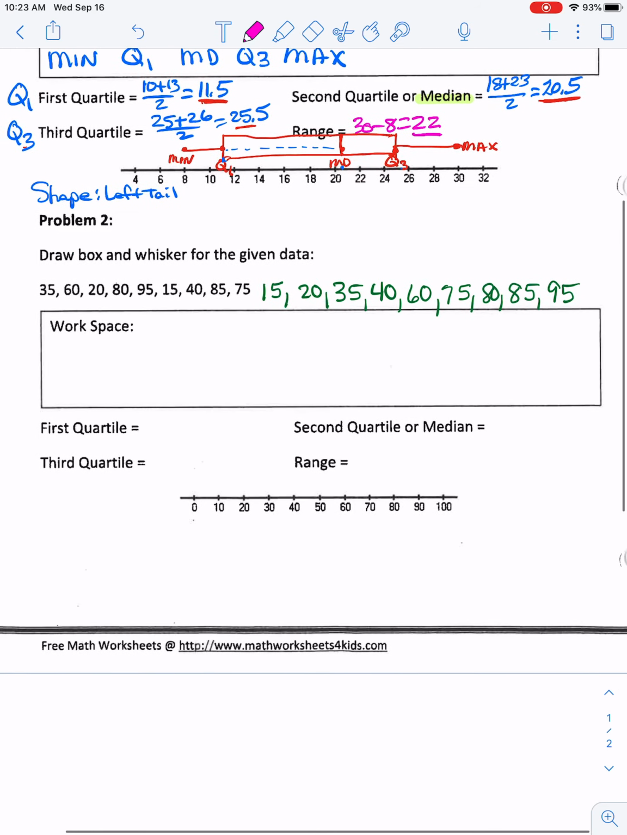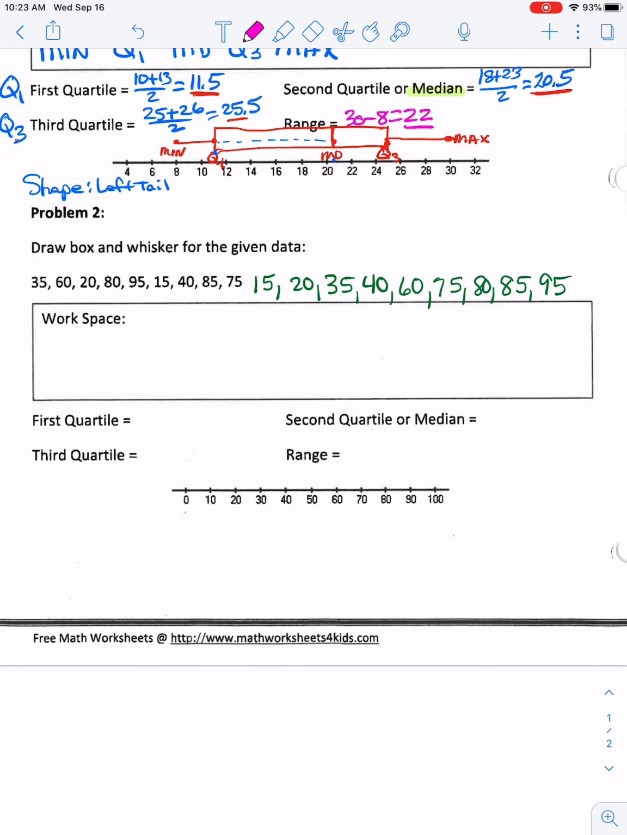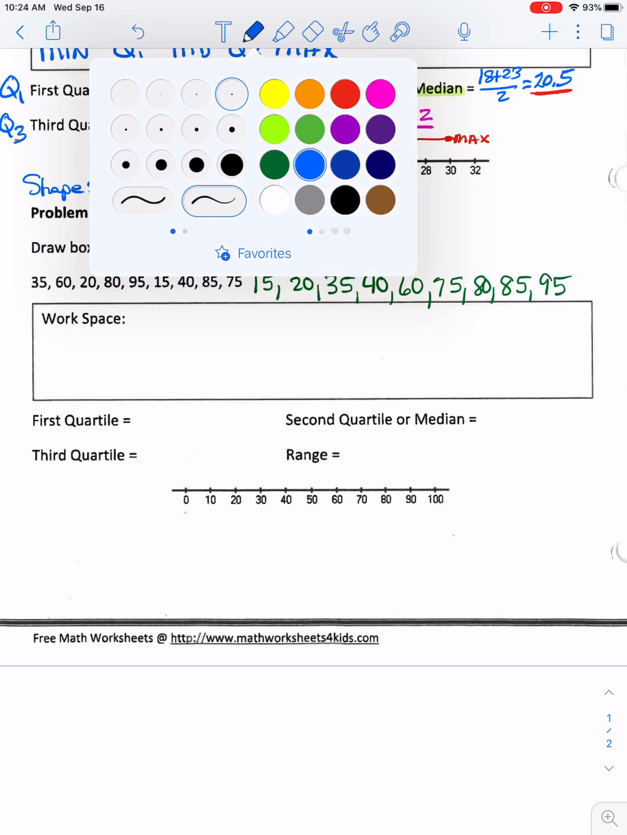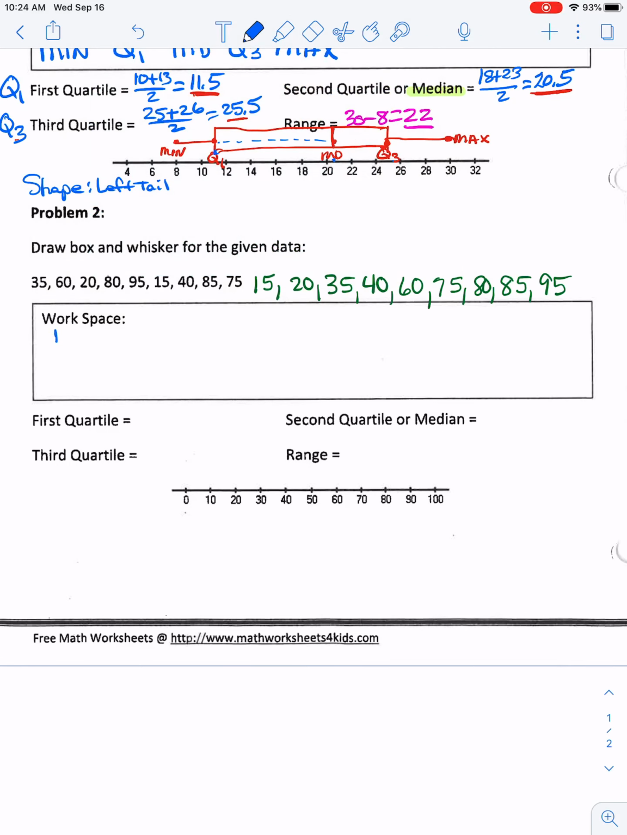All right, let's go for a second one. We've got some data. I already put it in order for you. So your first task is to figure out the values for the 5-number summary. Min, Q1, median, Q3, and the max. Again, that's called the 5-number summary. That's what your box plot is going to plot.